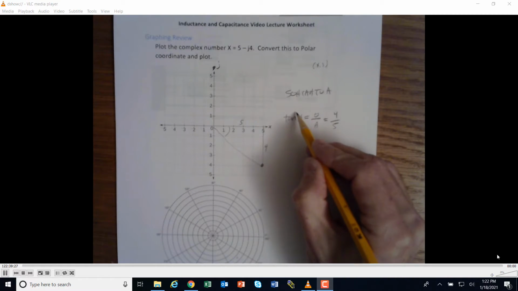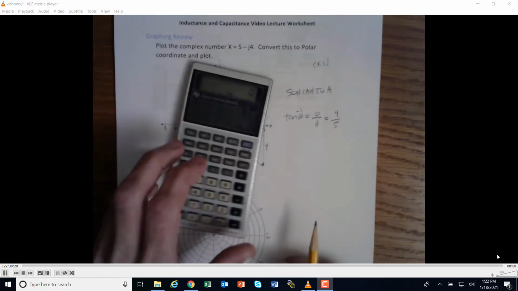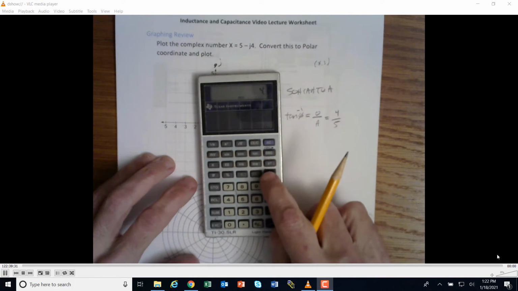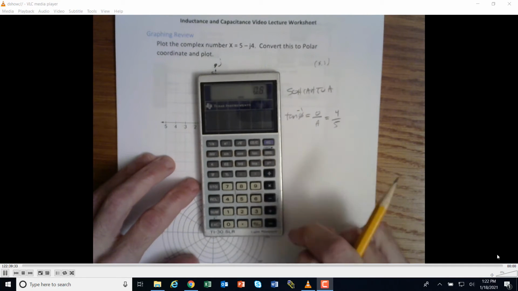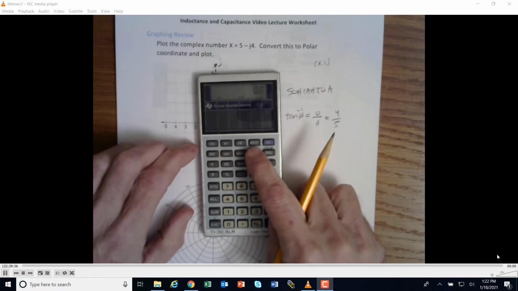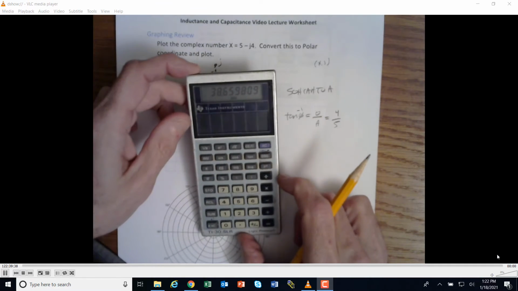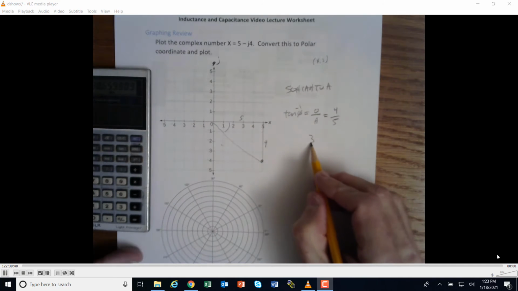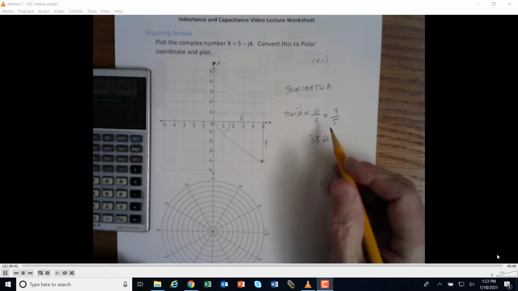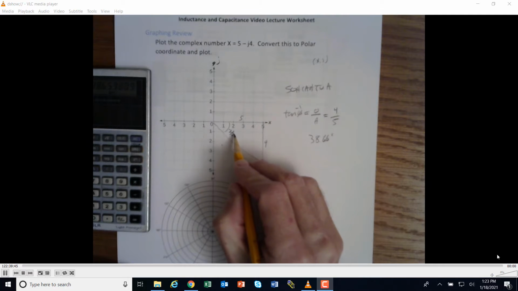But we want the angle, so we're going to take the inverse tan of that. So if I go 4 divided by 5 equals, and I take the inverse tan, I get 38.66 degrees. And that's what this is right here.